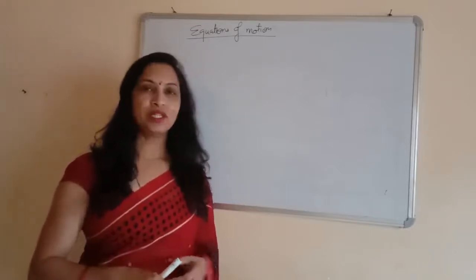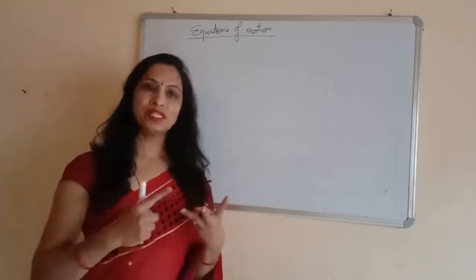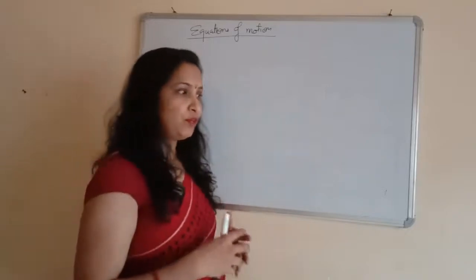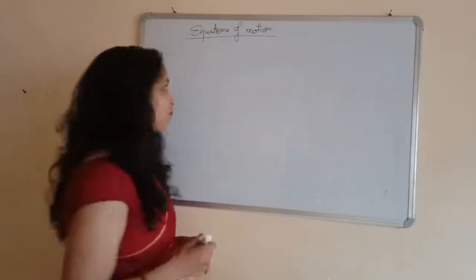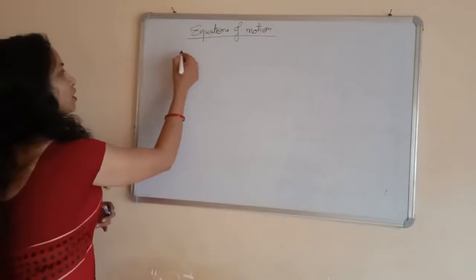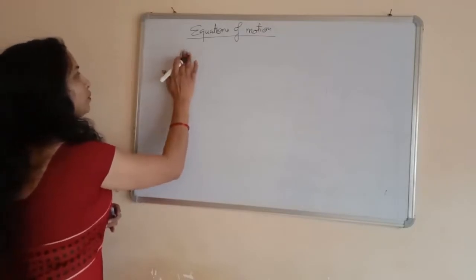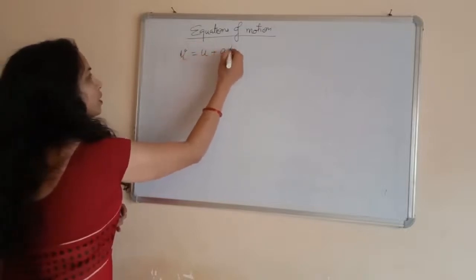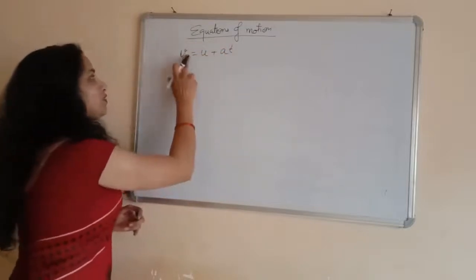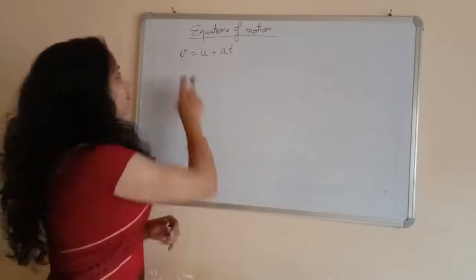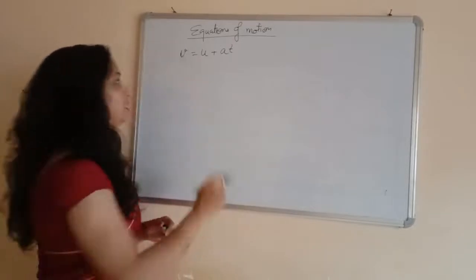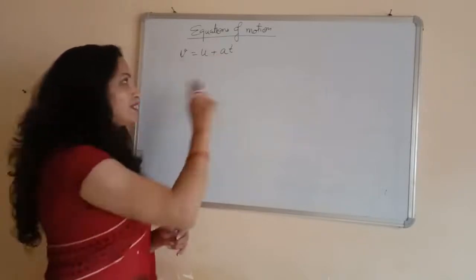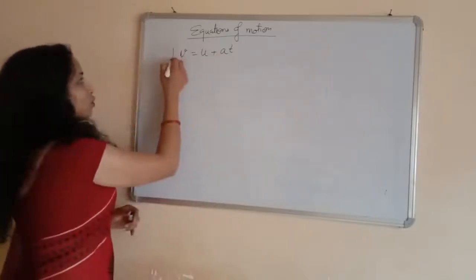acceleration. So there are three equations of motion. By using these three equations of motion, we can solve numericals for a body which is moving with a uniform acceleration. So these equations of motion are, first one is v is equal to u plus at. So we should know what these physical quantities actually represent. V means the final velocity of the body, u means the initial velocity of the body, a is the acceleration and t is the time. So this is the first equation of motion.